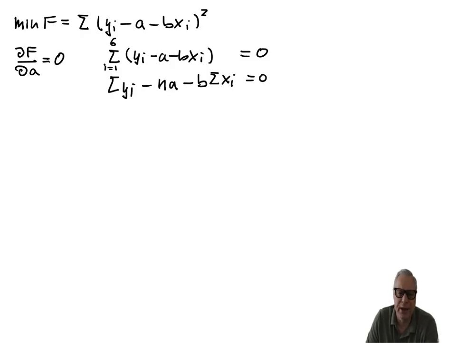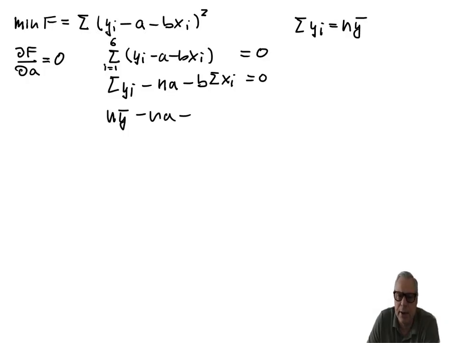Okay, so we want to get rid of the sum signs, and there is a trick. The sum of, for example, yi can also be written as n times the average of y. That's the same thing. So we can write n times the average of y minus n times a minus b, and then the sum of xi we write again as n times x bar, equals 0.